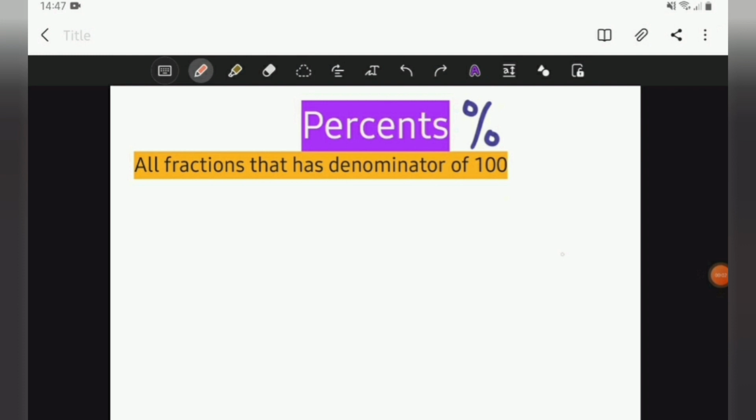What's up everybody? In today's tutorial I'm going to show you how to convert fractions to percents or vice versa, and so on, to conclude all the lessons from fraction, decimal and percent. So let's get right to it.